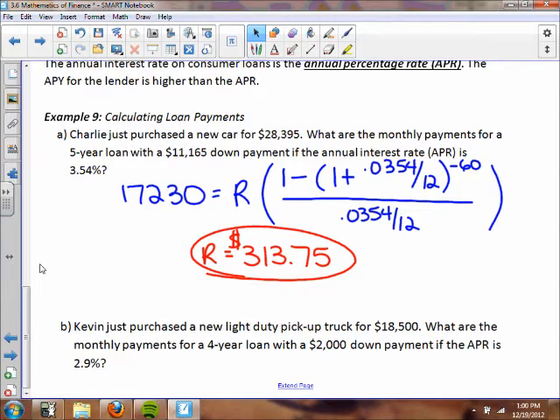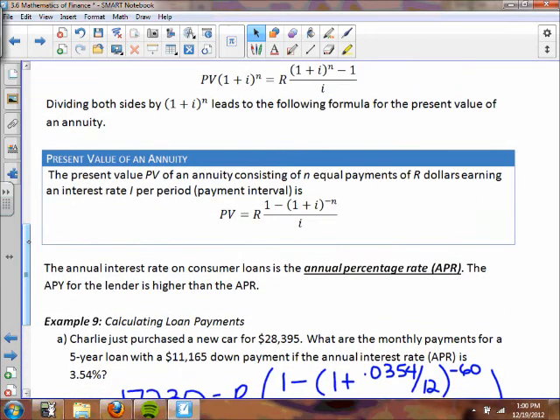Second negative. So why is it negative 60? What's that? Why is it negative 60? Because in the formula, it's a negative n.